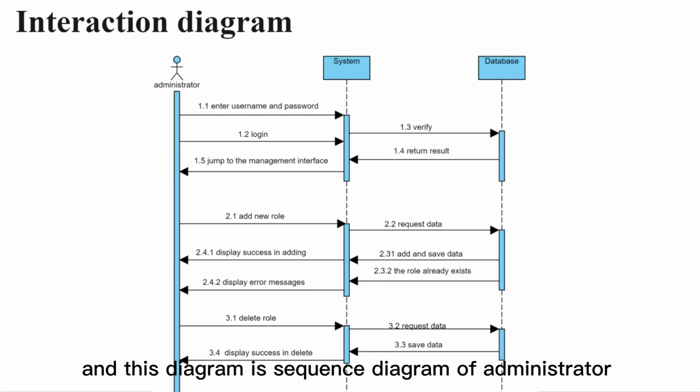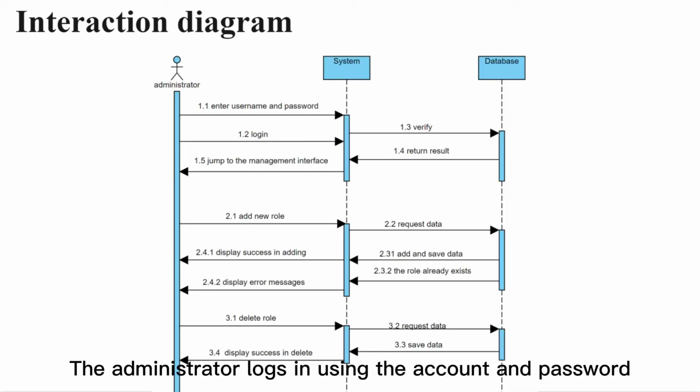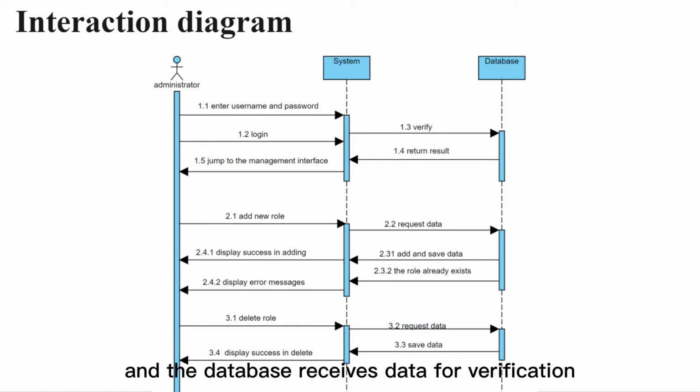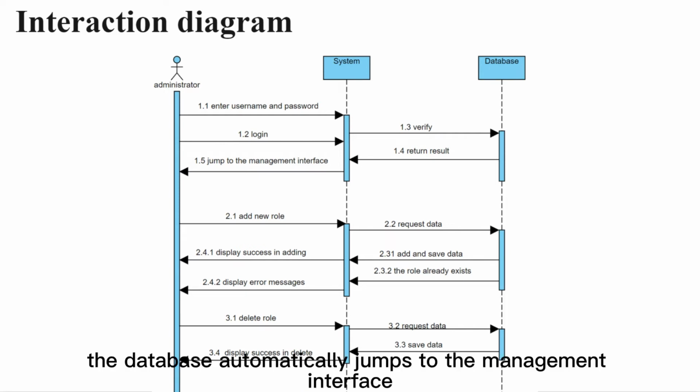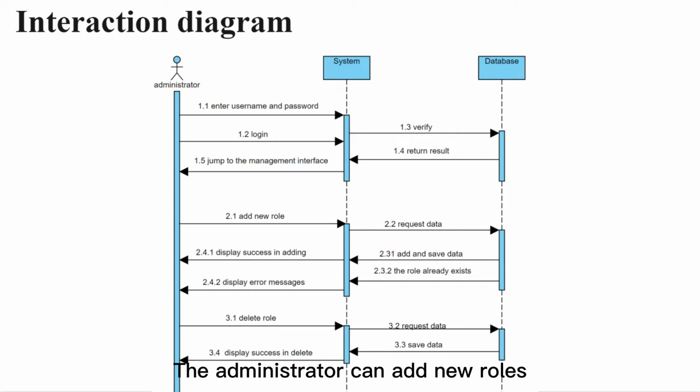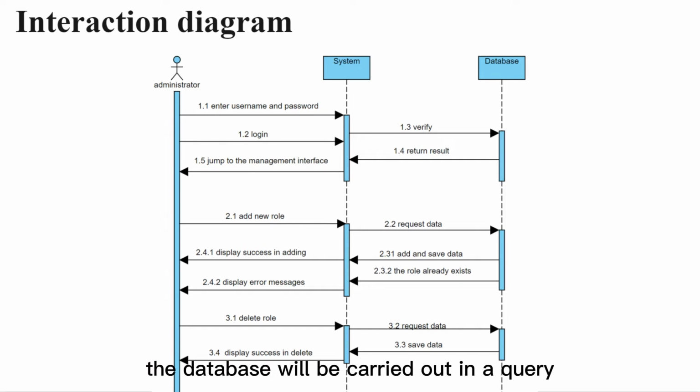This is our interaction diagram, and this diagram is the sequence diagram of the administrator. The administrator logs in using the account and password, and the database receives the data for verification. After successful verification, the system automatically jumps to the management interface. The administrator can add new roles and send a request to the database. The database will carry out a query.